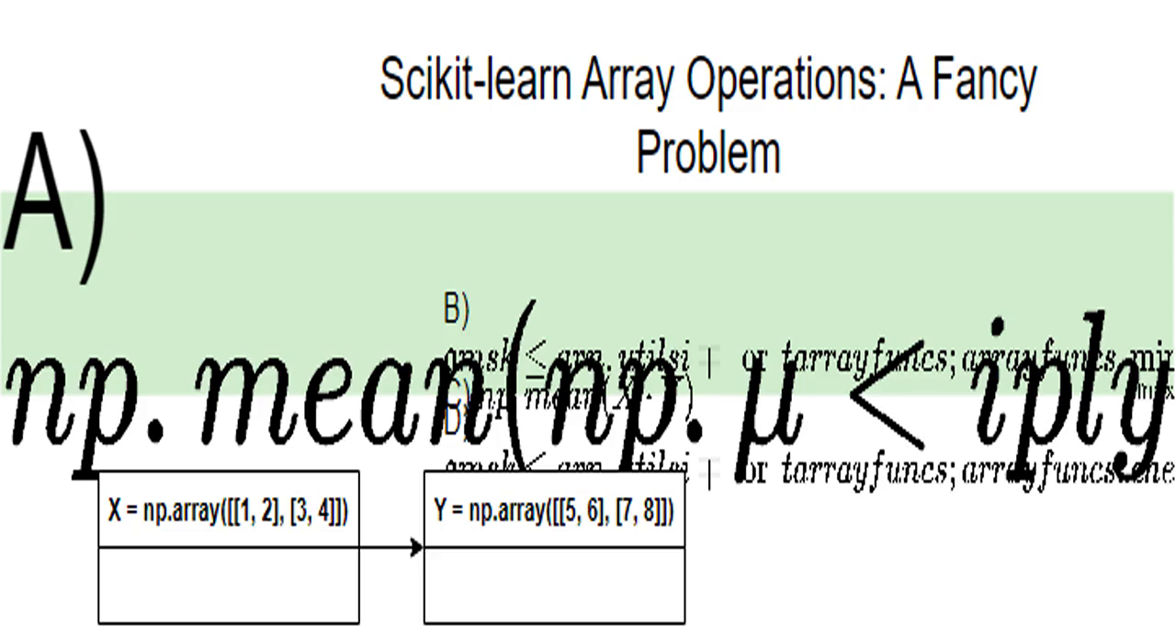This line is similar to the previous one, but it defines array y. It also holds a 2x2 matrix with the values 5, 6, 7, and 8.